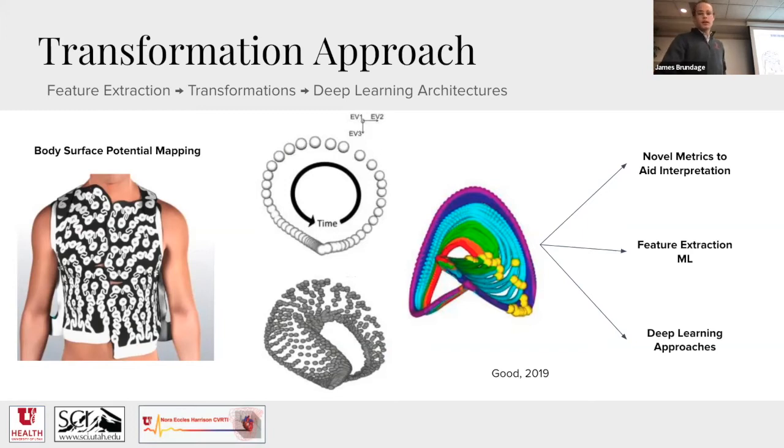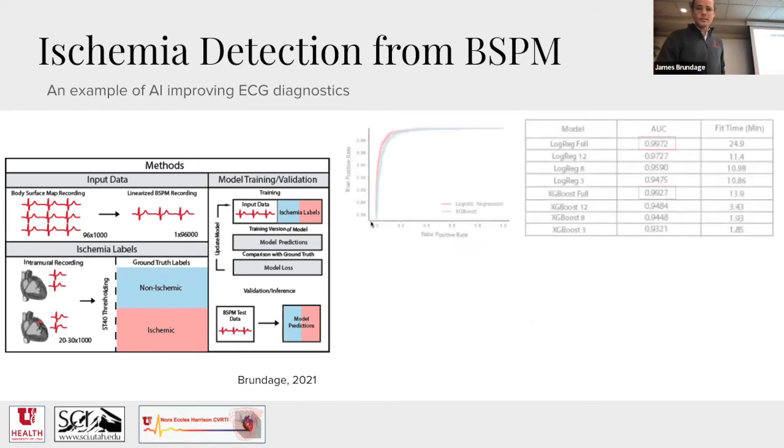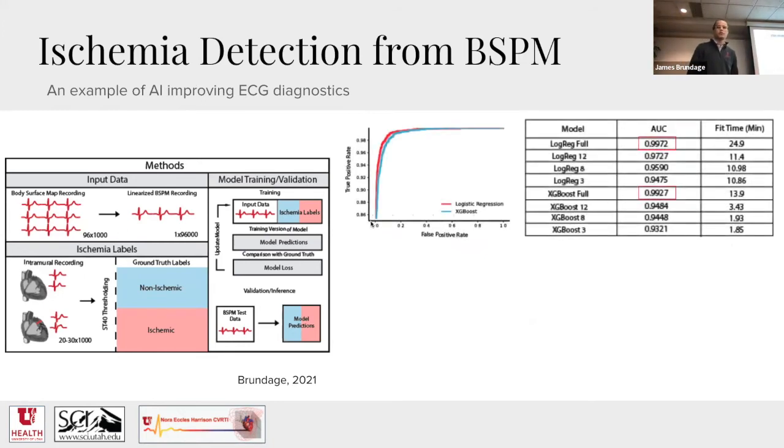So last summer, I also started working with some of these body surface potential maps and trying to do a similar problem of predicting ischemic versus non-ischemic. And so we transformed them by linearizing these signals and making it such that the QRS was aligned on a lot of these things. So we gave it some structure and then fed that structure directly into a logistic regression model and an XGBoost model. And in the binary classification task of ischemic or non-ischemic, we were able to achieve an AUC of 0.99 for both of these.